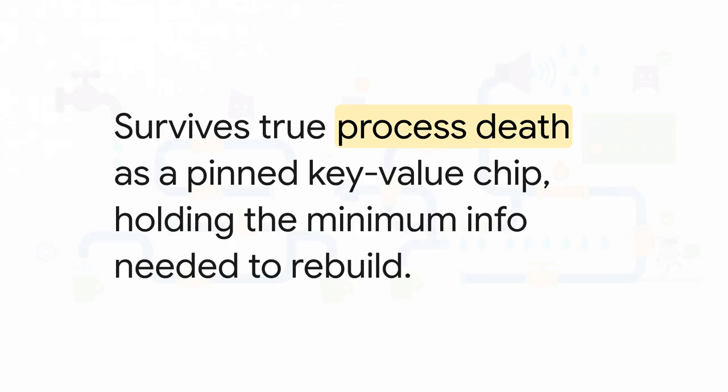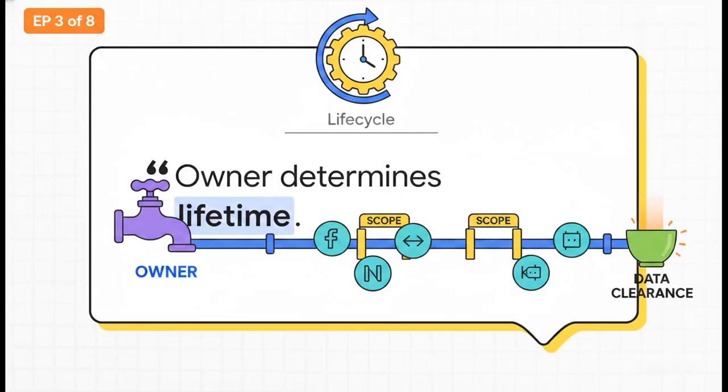The ViewModelStore does not survive process death. To recover from that, you need the SavedStateHandle. It acts as a pinned key value chip, holding just the minimum information required, like a product ID, to rebuild the app. So, the crucial point is this architectural rule. Owner determines lifetime. Whether your scope is bound to a fragment, an activity, or a nav graph, the owner strictly dictates how long that data lives. When the owner truly finishes, the data clears.